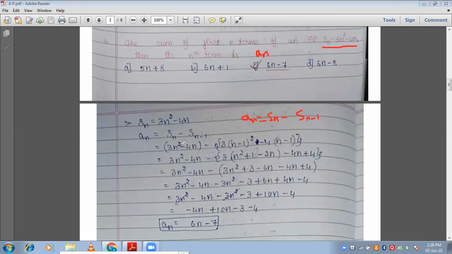Substitute the values. Sn is 3n square minus 4n, minus 3 into, instead of n, what is there here? Instead of n, n minus 1 is there. So replace n as n minus 1: 3 into (n minus 1) whole square minus 4 into (n minus 1). This is the first group and this is the second group. In the next step, 3n square minus 4n minus 3 into (a minus b) whole square formula.